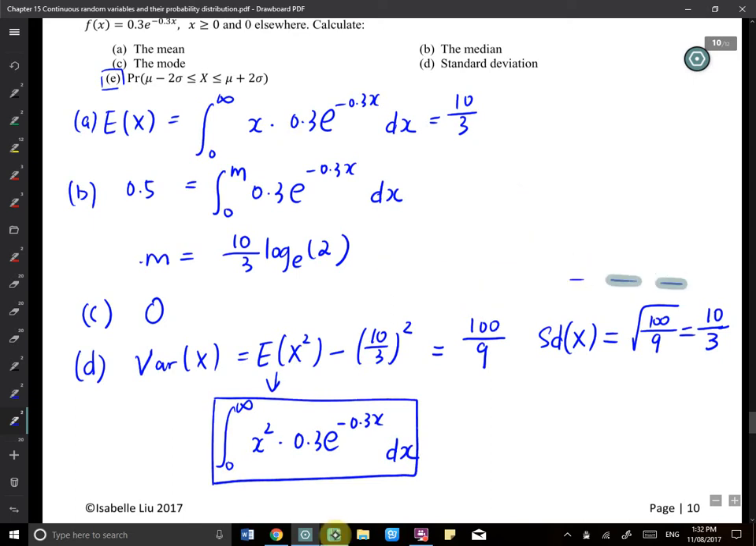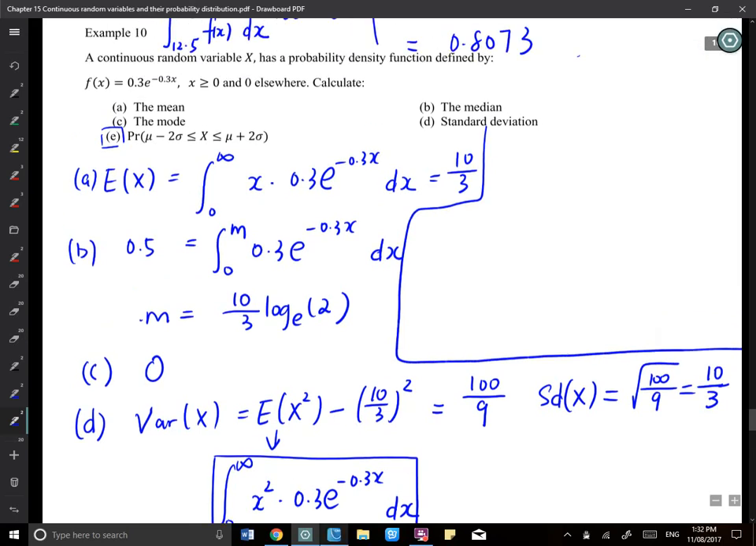Okay, let's have a look at the last one. I'm very interested in what the last one is talking about. The last one says, I want to find the probability that x is within two standard deviations of mu, between mu minus two standard deviations and mu plus two standard deviations. Let's have a think, what is mu minus two standard deviations?